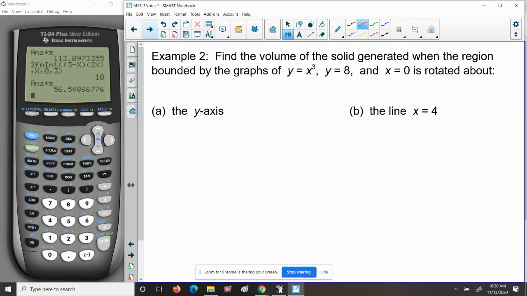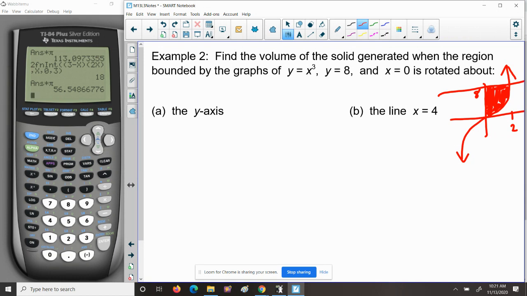Okay, let's take a look at this one. We have the region bounded by y equals x cubed, y equals 8, and x equals 0, which is the y-axis. Okay, so let's think about this one. That's our area. This is at y equals 8. 8 meets x cubed when x is 2. Okay, so we know our bounds are from 0 to 2.